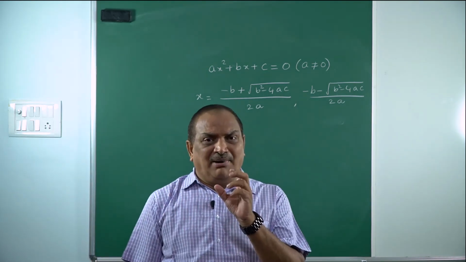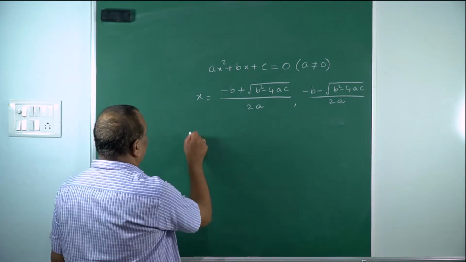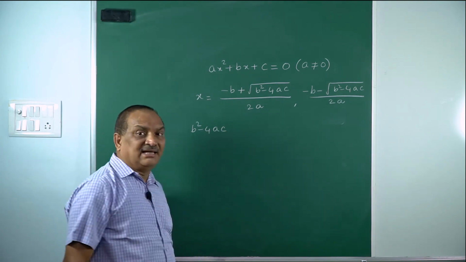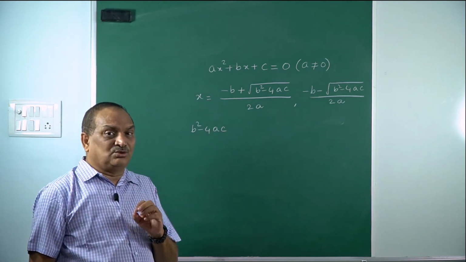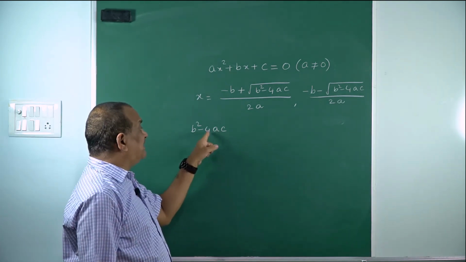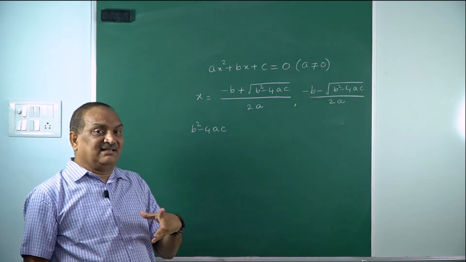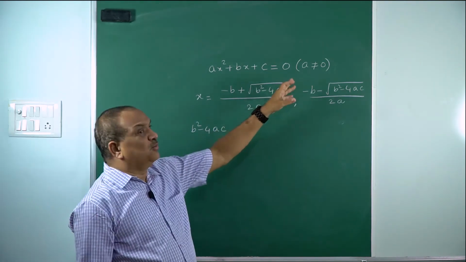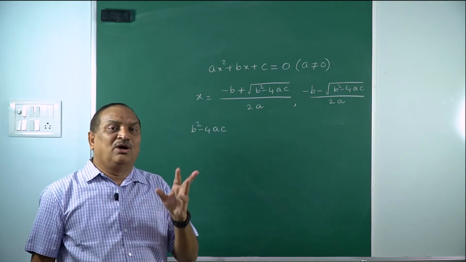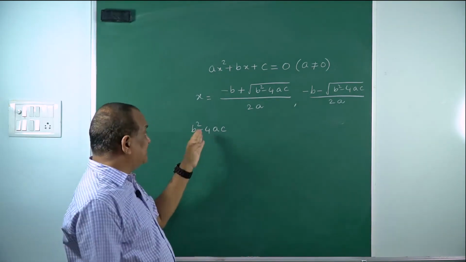But there is some part which is lying under the root. So b square minus 4ac is under the root. We should be very cautious about the value of this one, because this part is coming under the root. If it is a perfect square, suppose the root is over something like 25, 36, 49, no problem, you have the square root. The answer will be a rational number, if it is a perfect square.